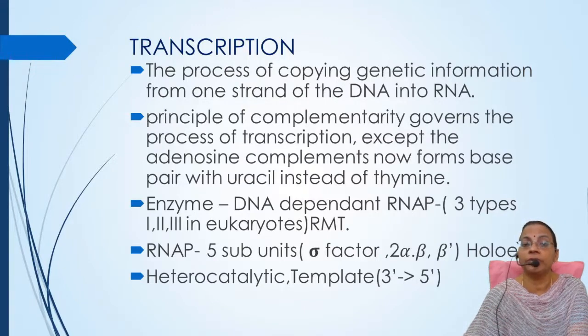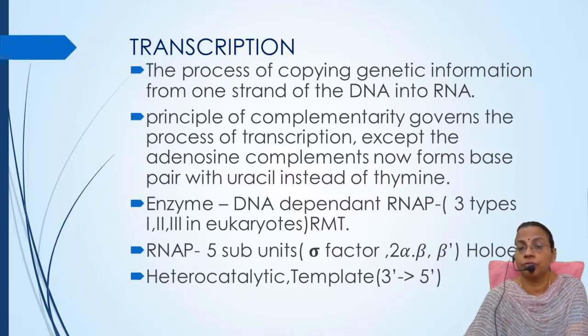Then the enzymes: as I already said, there are three types, RMT. Each enzyme is again made up of subunits. There are 5 subunits plus the sigma factor. That means 2 alpha components, 1 beta, 1 beta dash or beta prime, and omega. So 5 plus 1 initiation factor, which we can call the sigma factor.